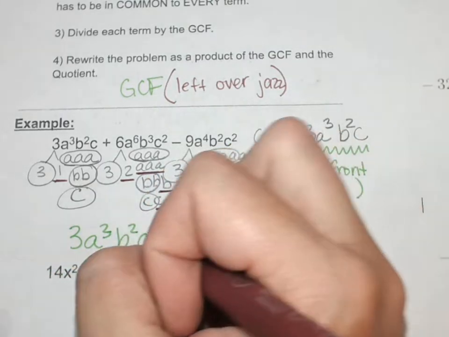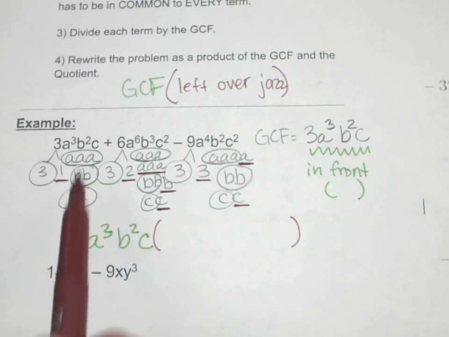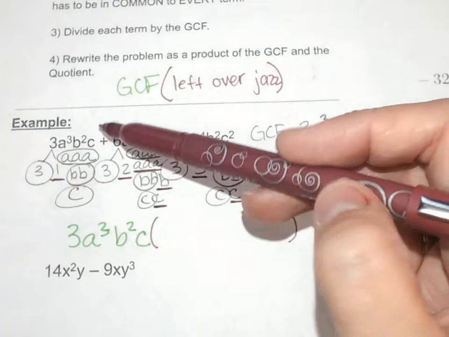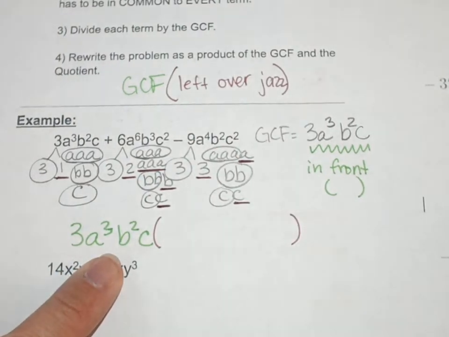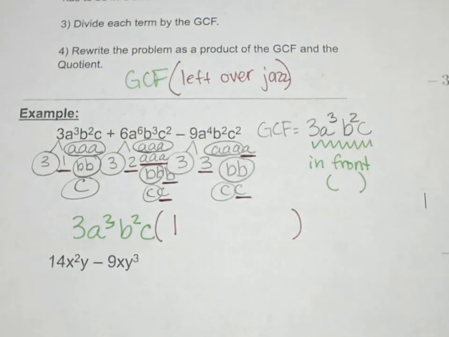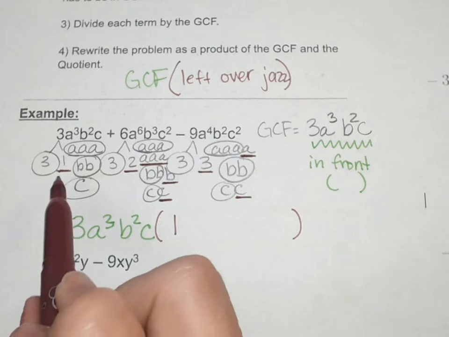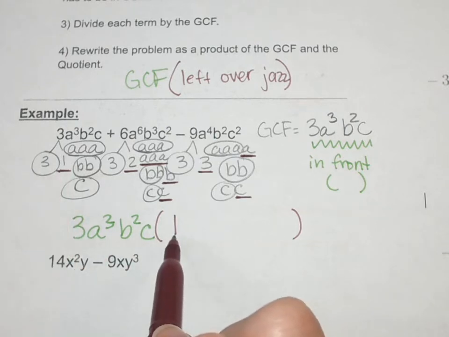3A cubed, B squared. Now let's get our parentheses set up, and we're going to collect all of our leftover stuff that was factored out. So looking at the first term, this is term 1. All of this business here. If you take 3A cubed, B squared, C, and divide it by your GCF, all you're left with is a 1. Everything else was factored out and came out with the greatest common factor. So the only thing left behind is that 1 right there. So we're going to use it to hold the spot for our first term.